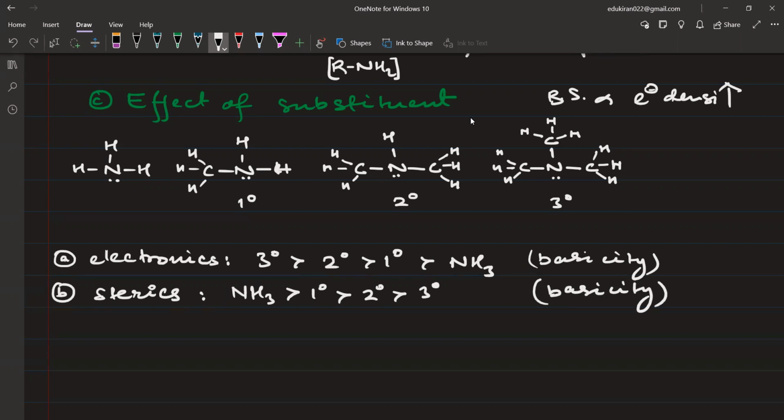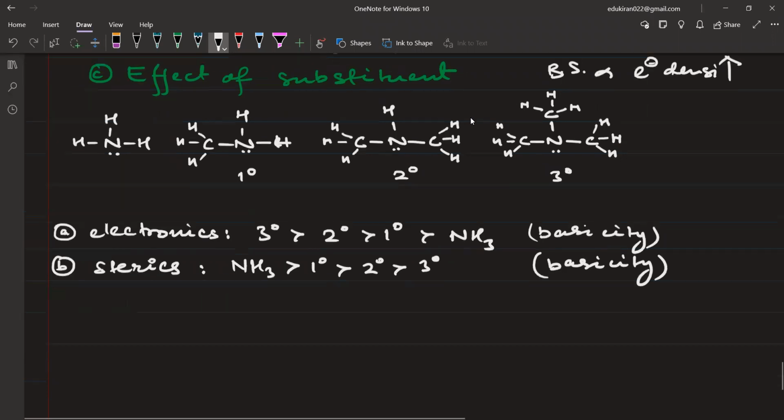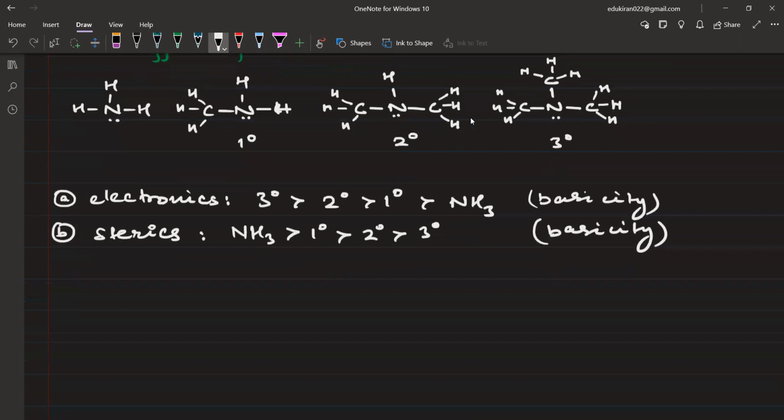So there are two effects that we considered, electronics and sterics. Electronics means we are getting 3 degree, 2 degree, 1 degree. In steric effect, if I take into consideration the steric effect for basicity, we are getting that ammonia should be the most basic. Now, both of these are conflicting. Yes or no? Please tell me, guys. Conflicting results, right? Yes or no? Please tell me.